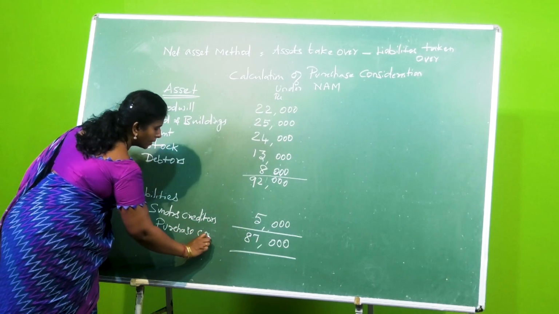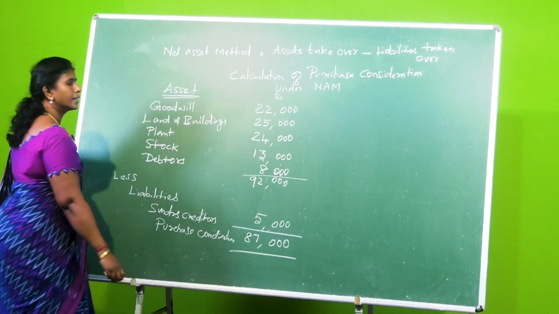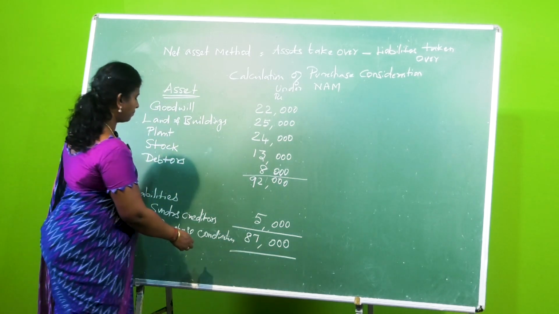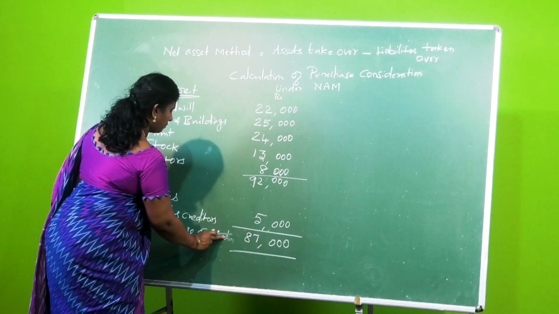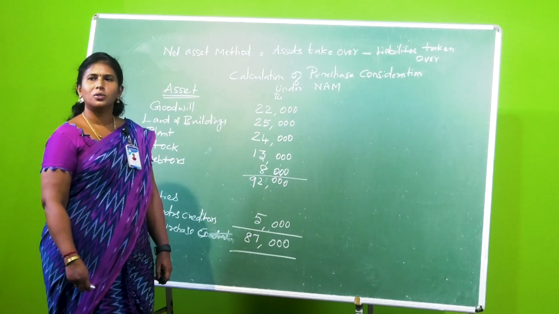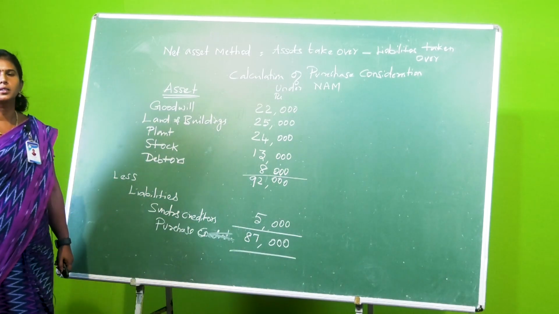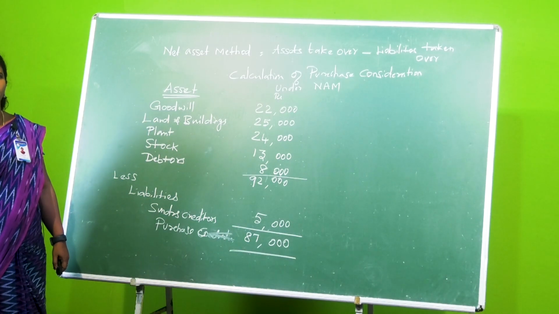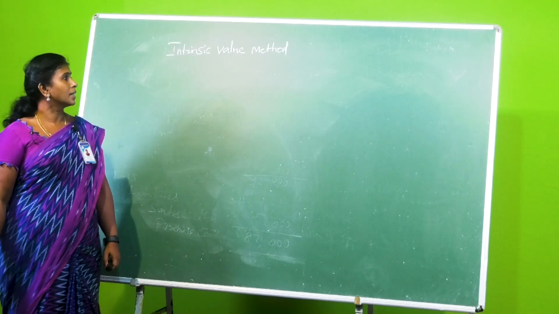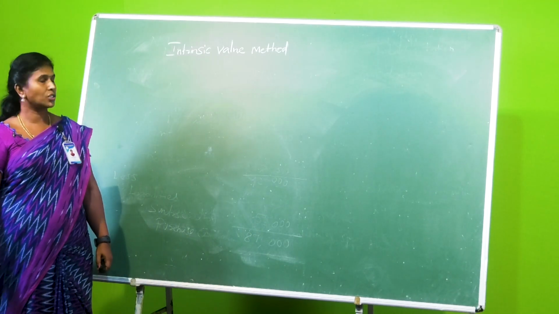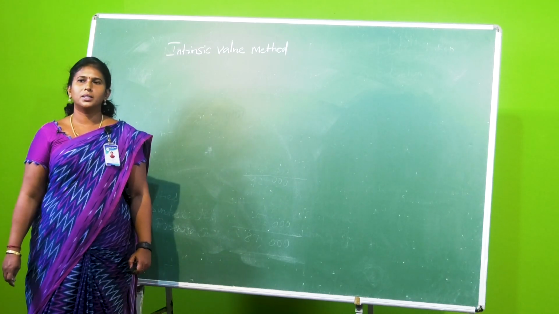under the net asset method. Okay, it's an easy amount. So clear. Next we have to see the sum on the intrinsic value method. Now we see the purchase consideration under the intrinsic value method. So I give the sum here.